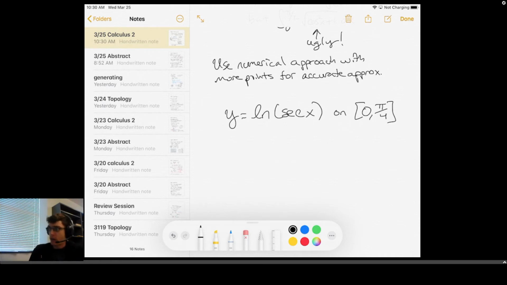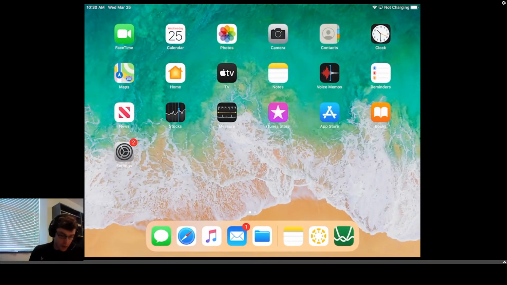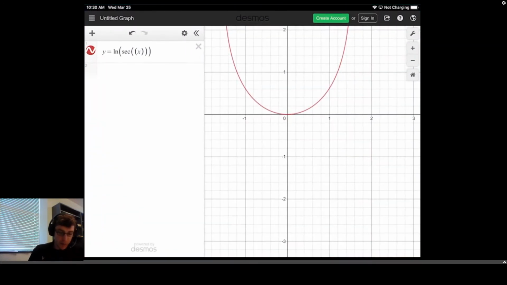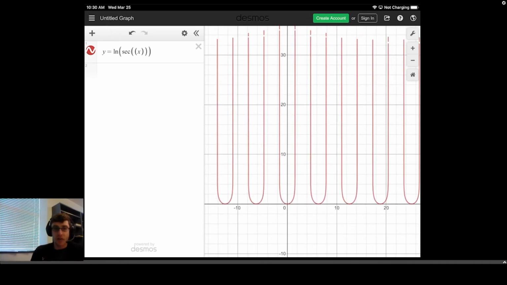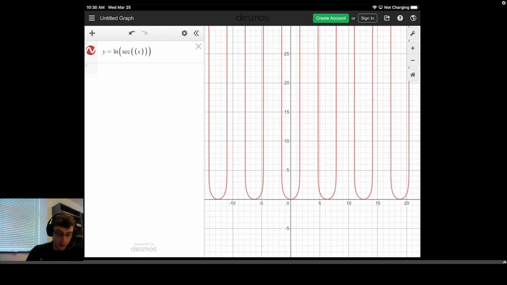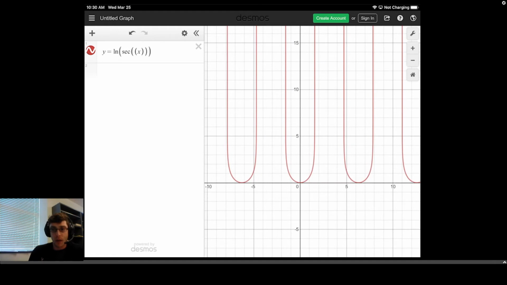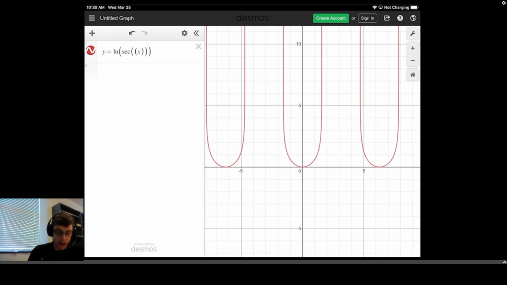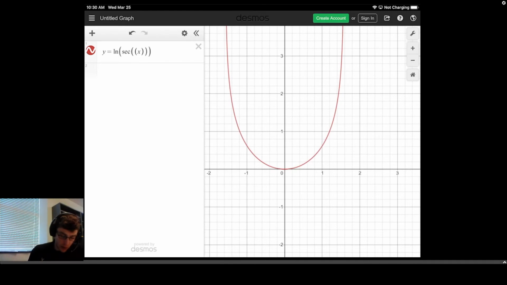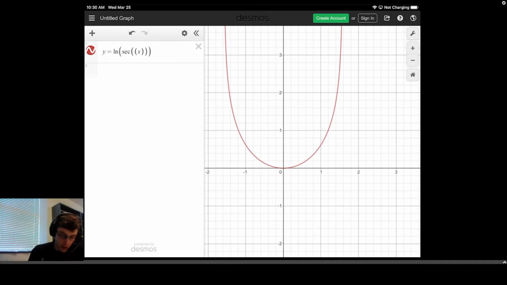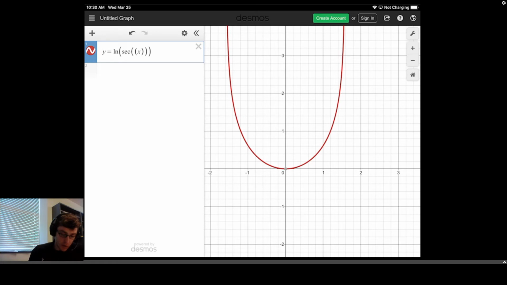So let's go ahead and actually look at this. Where is my Desmos? This is Desmos, yeah. Okay. So if I zoom out, then this is what you actually get with the natural log of secant. It looks terrifying, but we're on 0 to pi over 4. Pi over 4 is small, it's less than 1. And so we'd really be looking at something in here-ish in terms of our point.